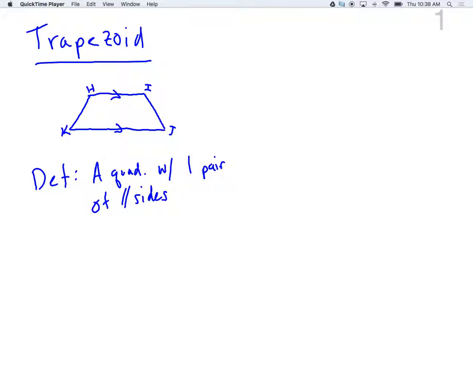Is a trapezoid a parallelogram? No. Okay, so a trapezoid is not a parallelogram. Is a parallelogram a trapezoid? No. Good. Now here's the fun part. Where does it fit in here?